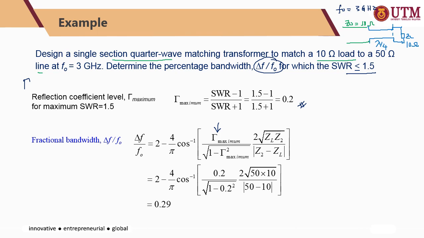It depends on the maximum reflection coefficient that we have calculated earlier. Then your ZL is given as 50 ohm, and then Z2 is the load, which is 10. And then with the reflection coefficient, you can get the fractional bandwidth. Since the question asks for percentage, make sure you give it in percentage. So 29% of bandwidth can be provided by this design.